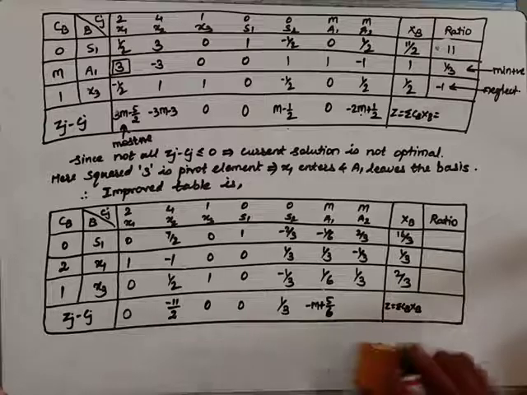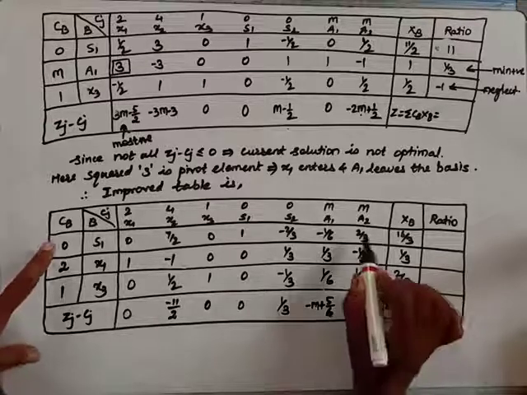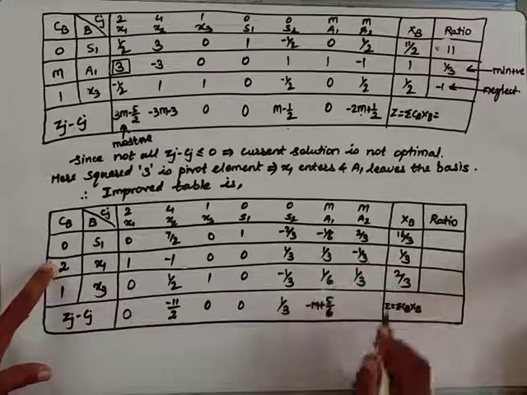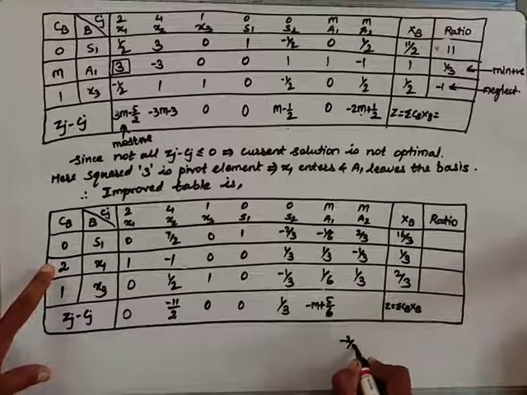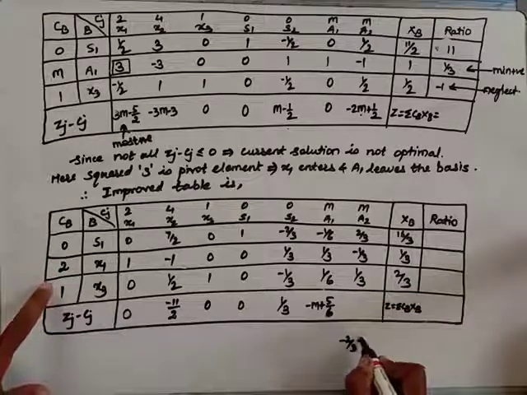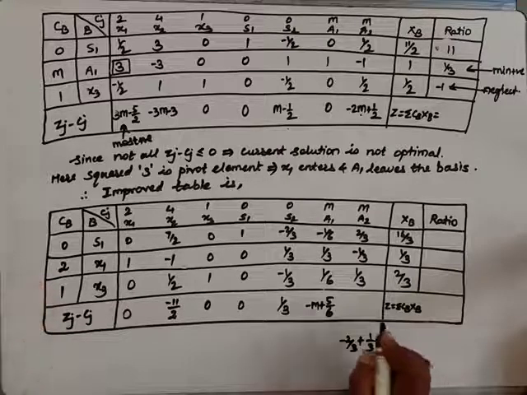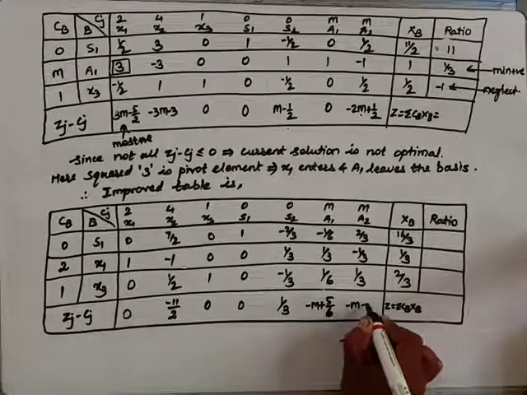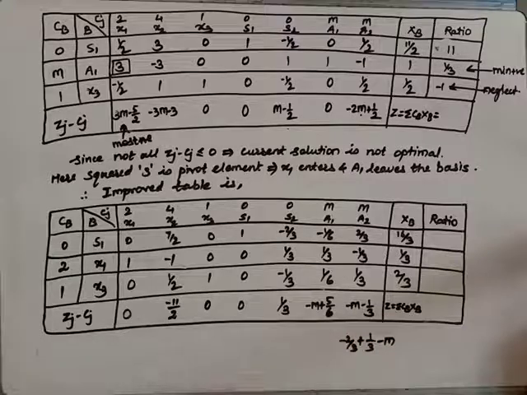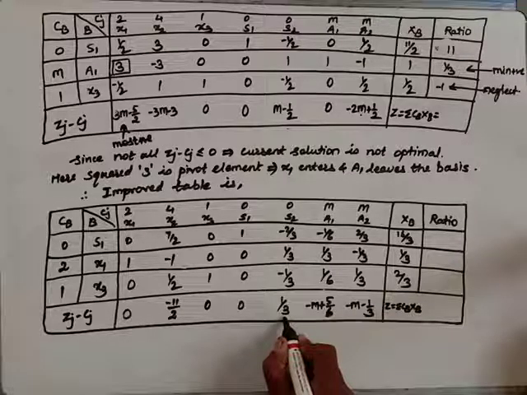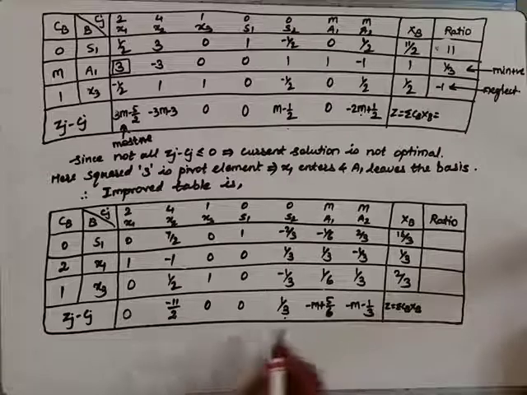Now the last Zj minus Cj is, look at here, 0. Here it is minus 2 by 3. Here it is plus 1 by 3. So it is minus 1 by 3 minus M. So minus M minus 1 by 3. So all are negative, but this 1 by 3 is positive. So still it is not an optimal solution.